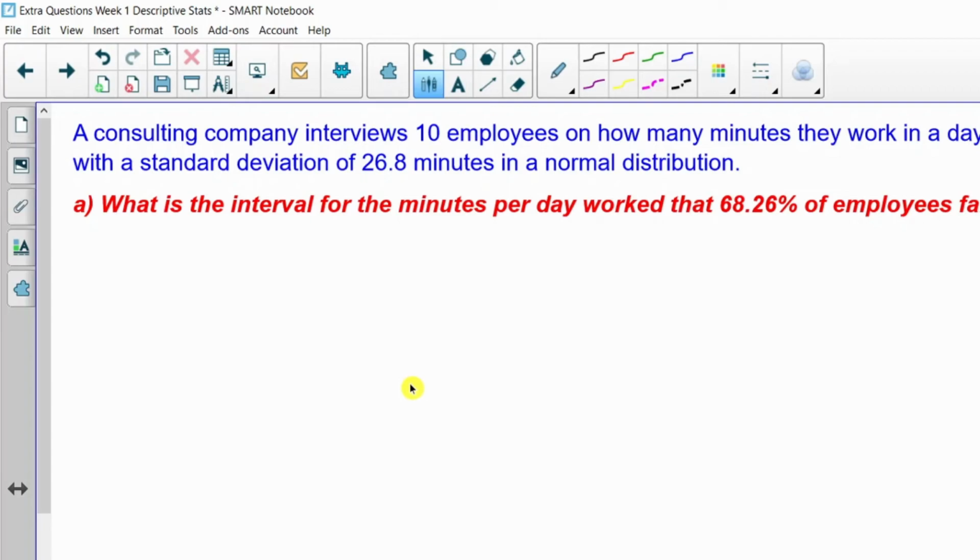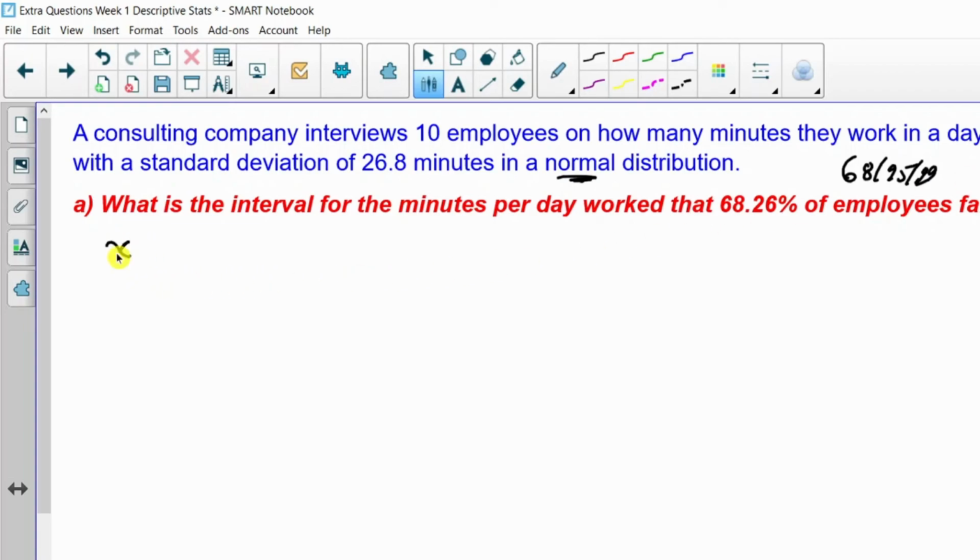All right, this question. A consulting company interviews 10 employees on how many minutes they work in a day. They find the average is 413 with a standard deviation of 26.8 minutes in a normal distribution. Now, it's very important that they say normal distribution here, because now they're asking us, what is the interval for the minutes per day worked that 68.26% of employees fall within? Well, if it's a normal distribution, then we know it's going to follow that 68, 95, 99 rule. Now if you're at 68%, that means that you are plus or minus one standard deviation within the mean. So we need to find that range.